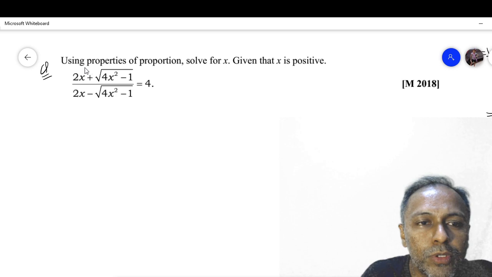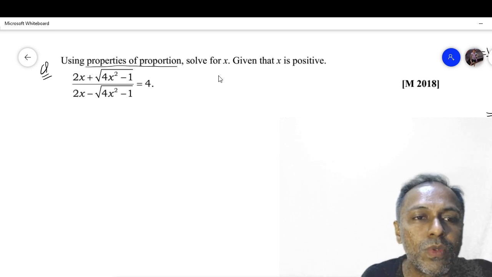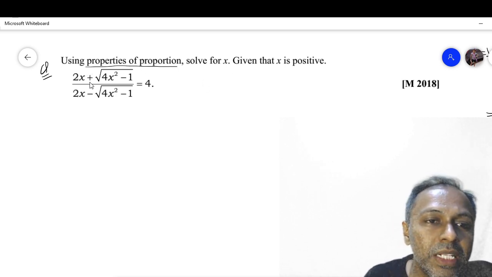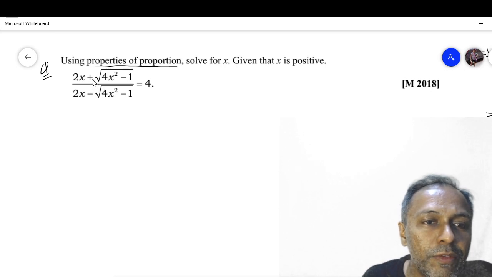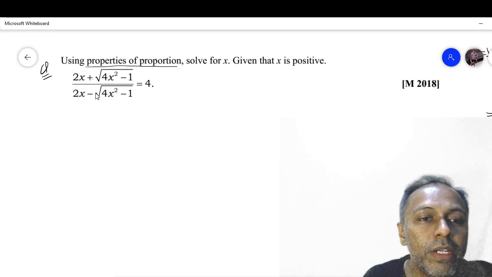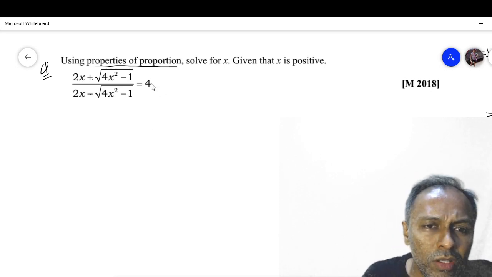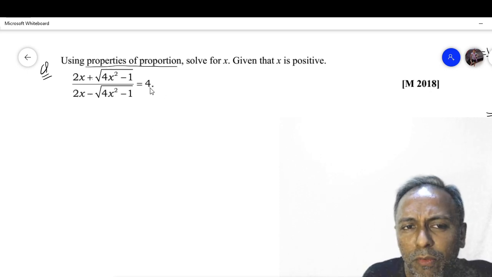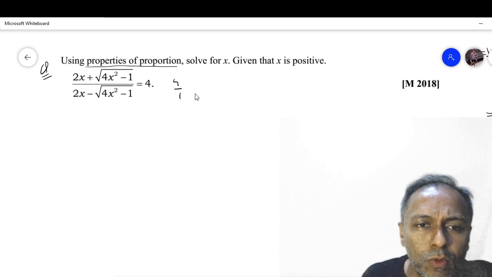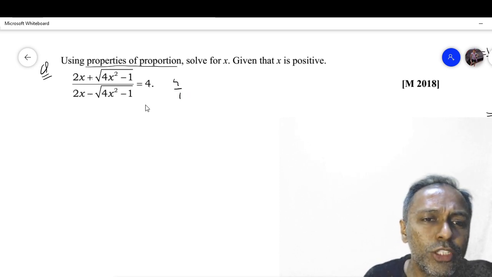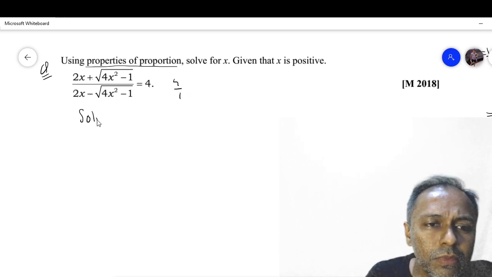Use properties of proportion. So you should be ready to use componendo, dividendo, and then as we had discussed earlier, if you have conjugate values in numerator denominator, you should use both componendo and dividendo. On the right hand side you have 4. This can be thought of as 4 upon 1. So again a ratio formation can happen.